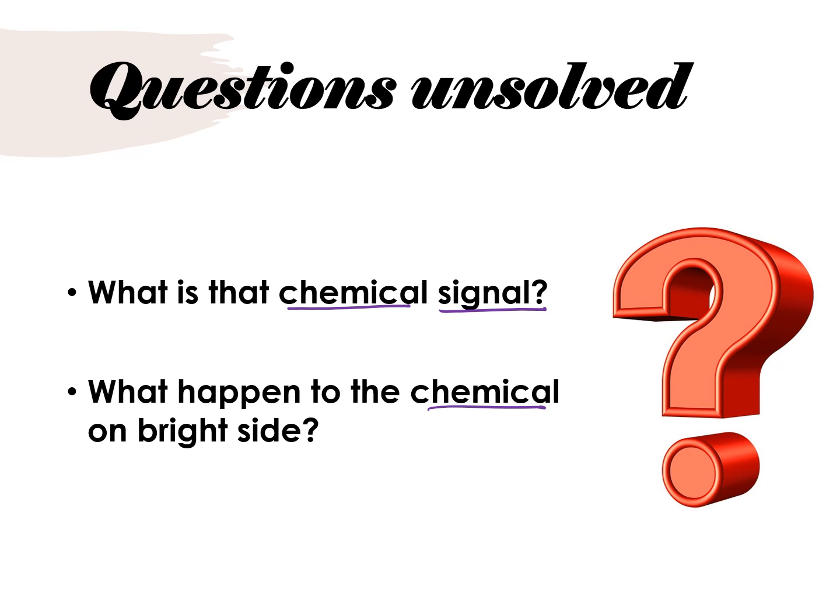Second question. What happens to the chemical on the bright side? Do they just get destroyed by the light? Do they move away to the other side, the shaded side? Do they just disappear for no reason? We are not very sure. That is the end for the first part about the discovery of auxin. For the unsolved questions, I'm going to go through with you in part 2.